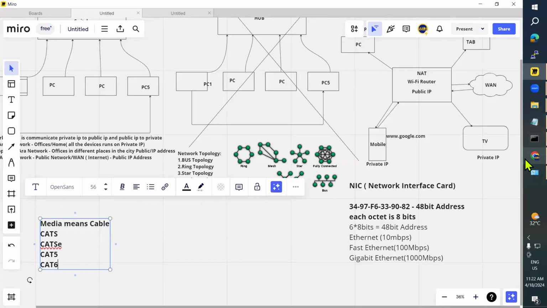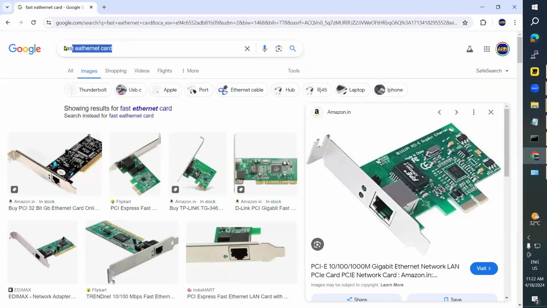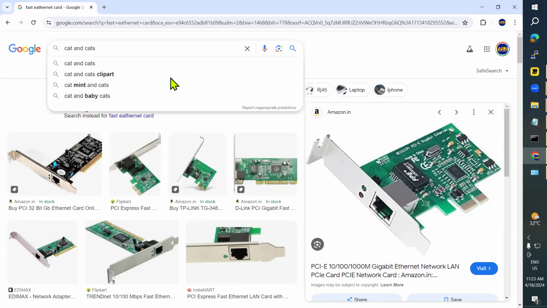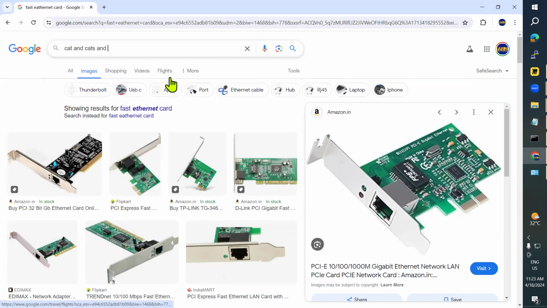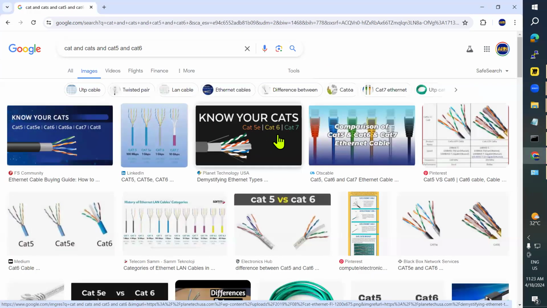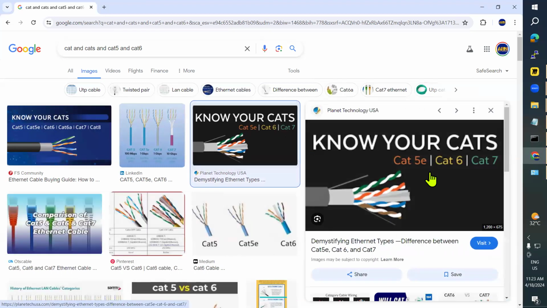You can see the cable is also the same, not different, but based on the cable, the speed will decide. There are many: Cat 5, Cat 5e, Cat 6, Cat 7. It is the same cable, but the data bit speed is more.